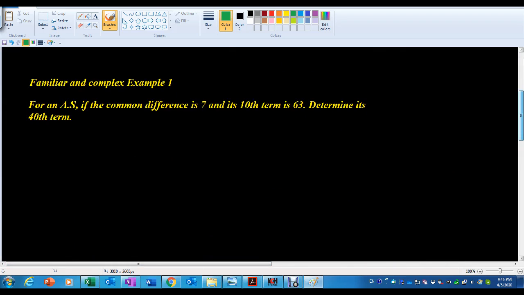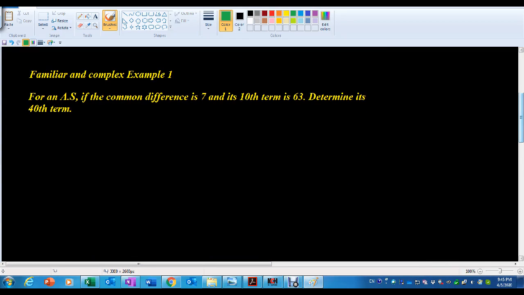If you have understood the idea of the generalized explicit rule, let's try an example using what we have just learned. This is a familiar but complex example. For an AS, if the common difference is 7 and the 10th term is 63, you need to find the 40th term. So what rule are you going to use? I'm going to try two different methods for you to compare.